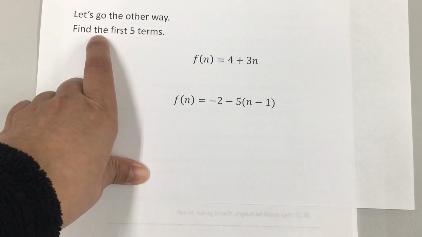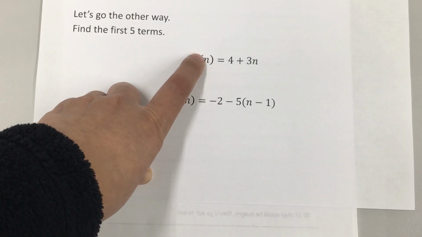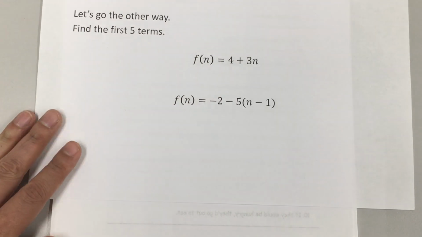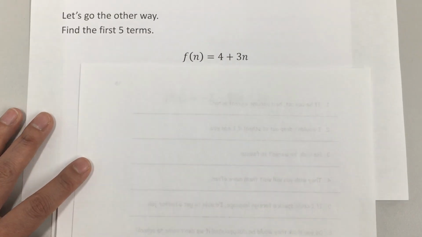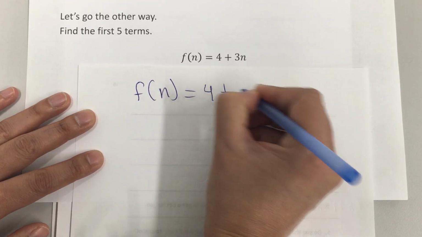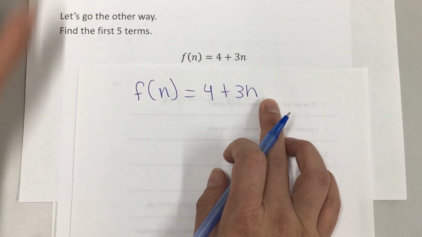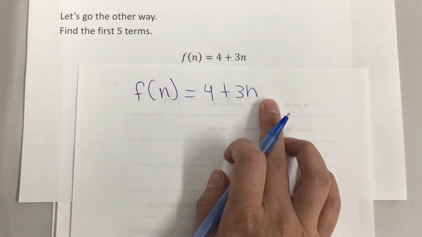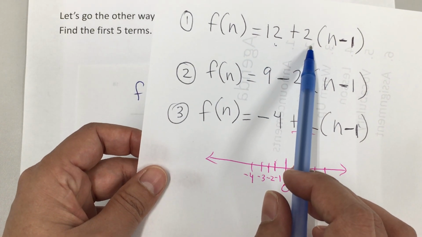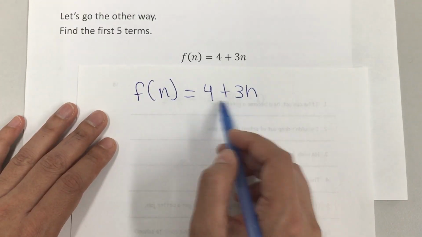Now let's go the other way. Find the first 5 terms. Now you're given the explicit formula and you're going to find the list of terms. Okay, so let's see. If we have f of n equals 4 plus 3n, since we don't have n minus 1 in here, like in the examples that we did, that means that, see, in here we have initial point, plus the pattern or common difference, multiplied by n minus 1. However, this is simplified.